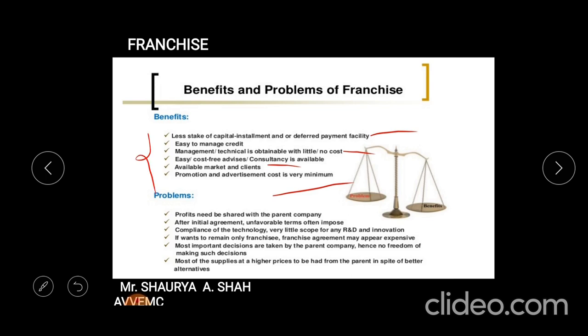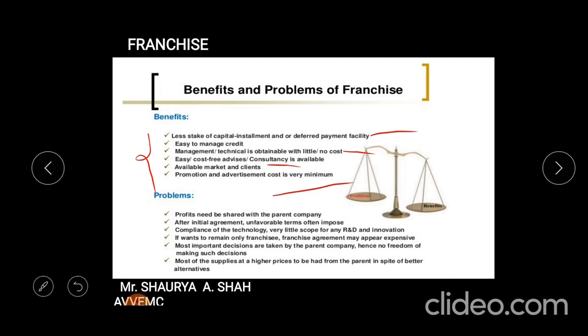Fine. Now moving on, certain problems are also involved in franchise. What are they? The very first is profit needs to be shared with the parent company. Now students, if you are into sole proprietorship or partnership, you share the entire profit with yourself only or with certain partners. But when you are into the franchise business, you have to share the profit along with the parent company also. The more hard work, the more efforts you put in, you will gain more profit, but it is again to be shared with the parent company.